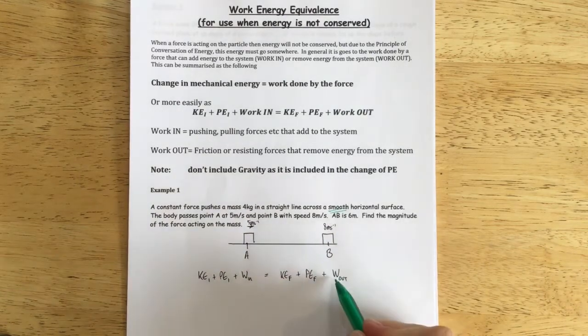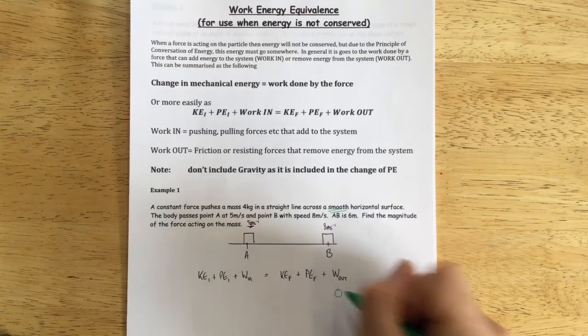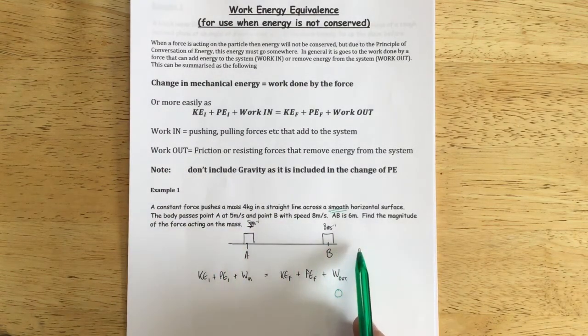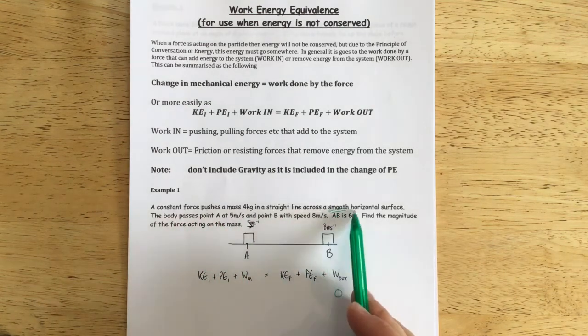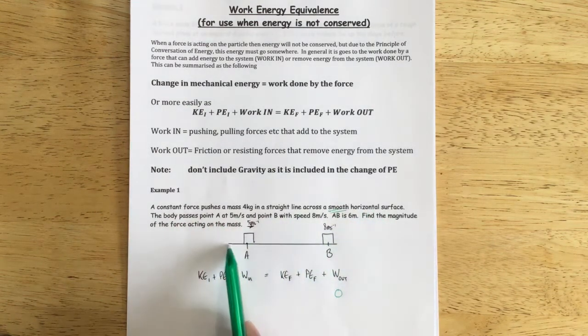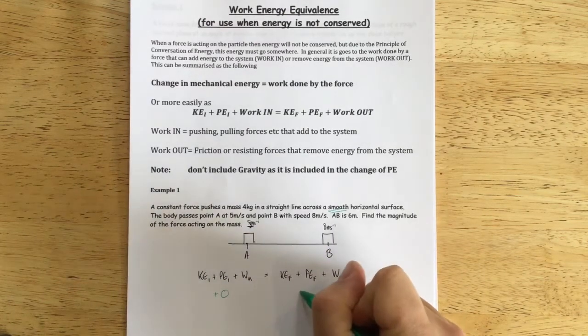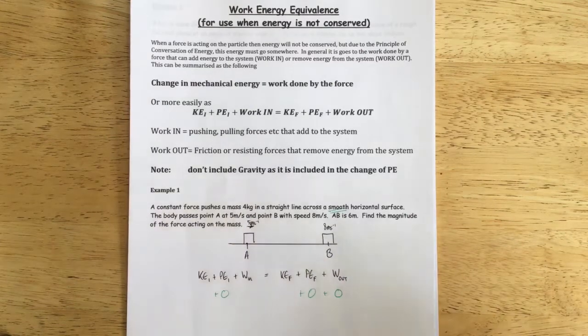And again, we've seen that there's no resistances here, there's no friction, so that work out is going to be 0. And actually, it's all on the same level here. I guess we should check. It says horizontal surface, so it's all the same level. And so there's no gain or loss in potential energy, so we can put zeros in for all the potential energies as well.